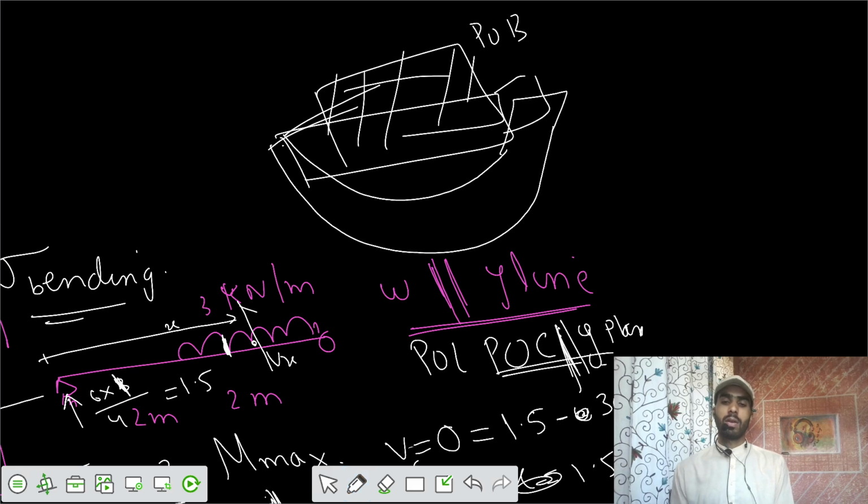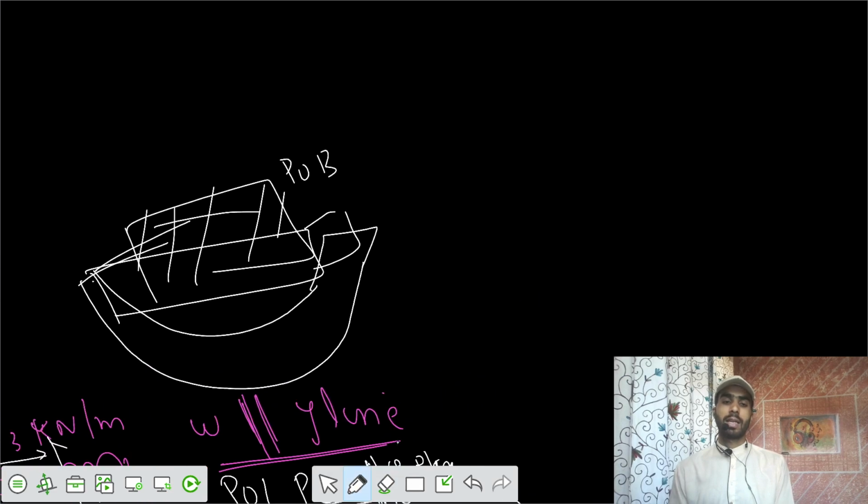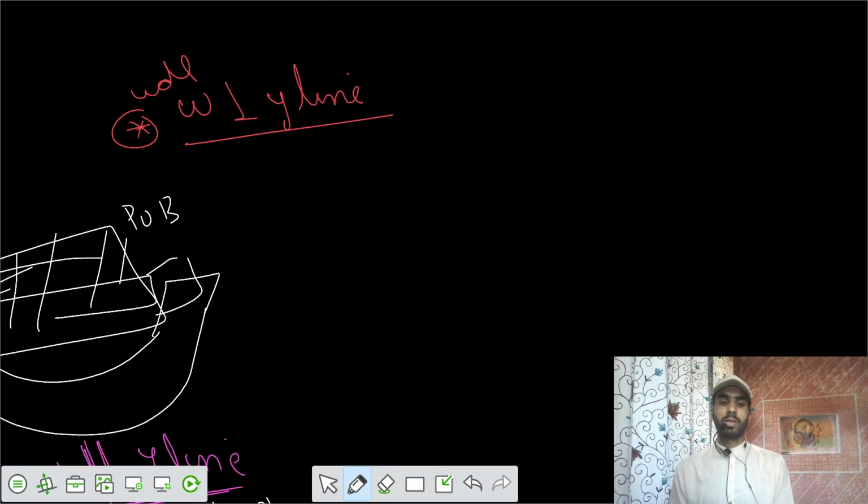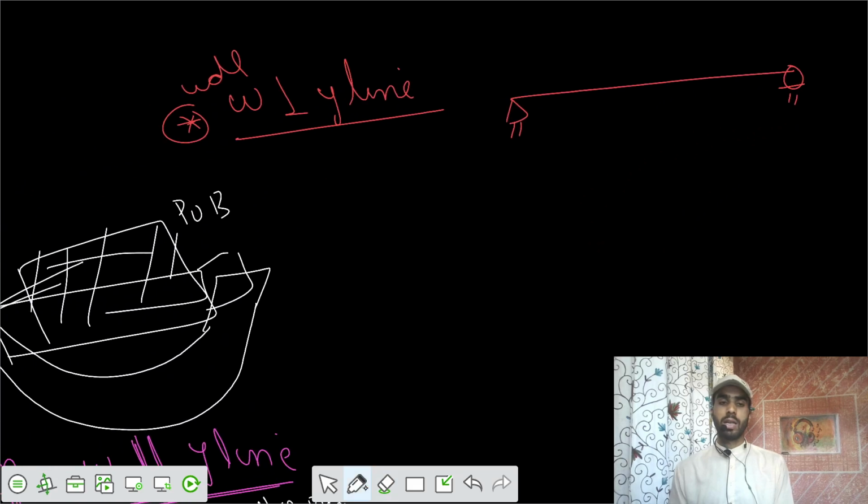Now if the question is designed such that the loading is perpendicular to Y line, that means the UDL is perpendicular to Y line. If you reverse the section, let's say this was your simply supported beam. Now you reverse the section. Earlier we had a section in this fashion, with a width of 30 and a depth of 100. So this was along Z, this was along Y.